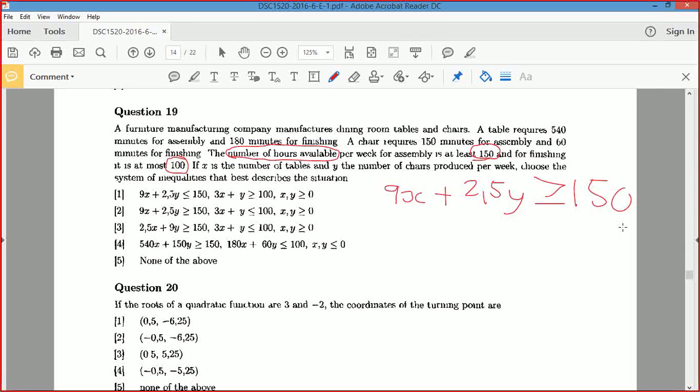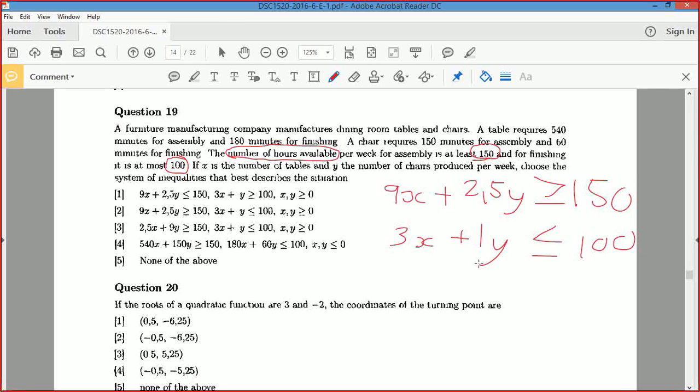And then I just want to see, for finishing, it is at most. So it cannot be more than 100 hours for finishing. Fine, happy with that. What's the x and y for that one? For finishing, it's going to be 3 and 1. So 3x plus y. Exactly.